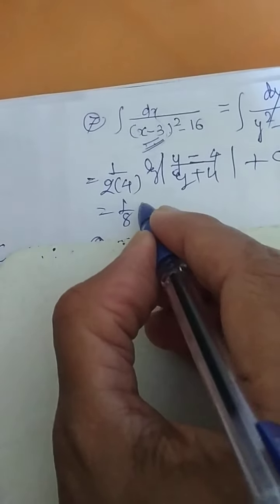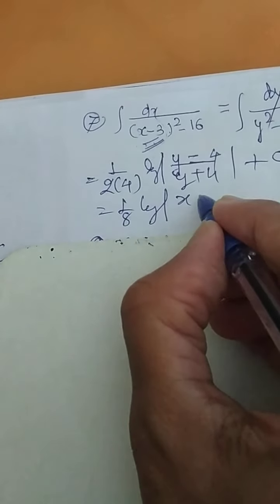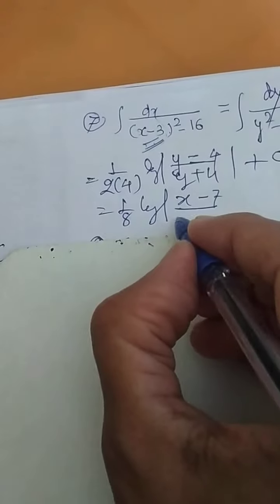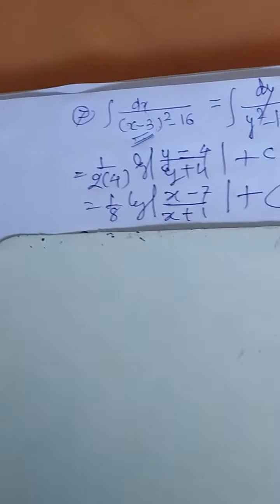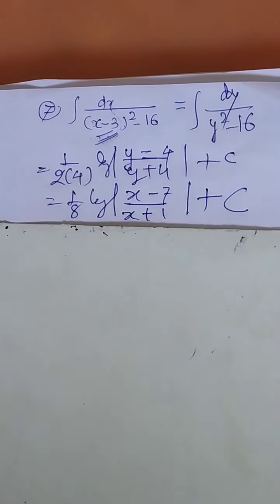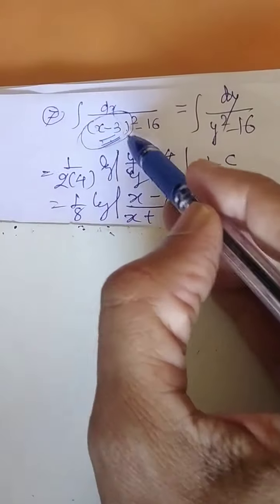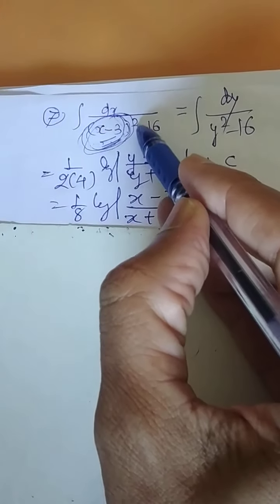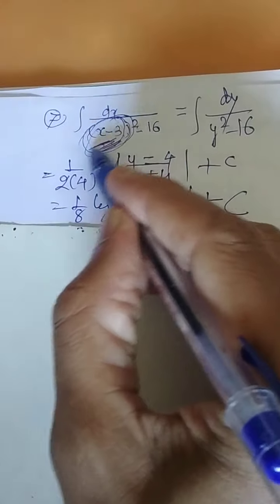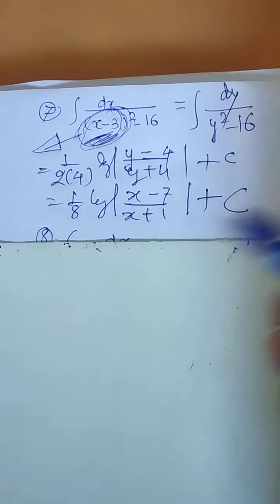So it will be 1 by 8 log of x minus 7 upon x minus 3 over here. You can get the solution like this. So remember, if the derivative is like this, you can straight away apply the formulas. The derivative of this expression is 1, not the square one. This expression is 1, you can apply the formula.